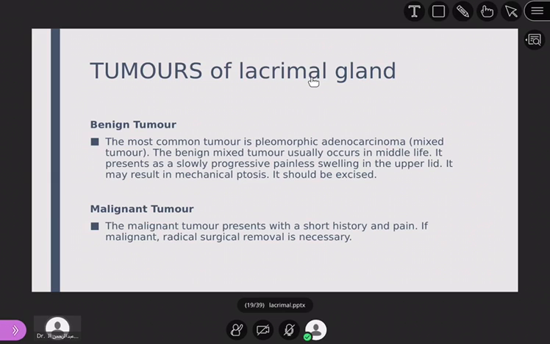Tumors of the lacrimal gland: we have benign and malignant tumors. The most common benign tumor is the pleomorphic adenoma, which is the mixed tumor. The benign mixed tumor usually occurs in middle life. It presents as a slowly progressive painless swelling in the upper lid. It may result in a mechanical ptosis. It should be excised. The malignant tumor presents with a short history and pain. If malignant, radical surgical removal is necessary.